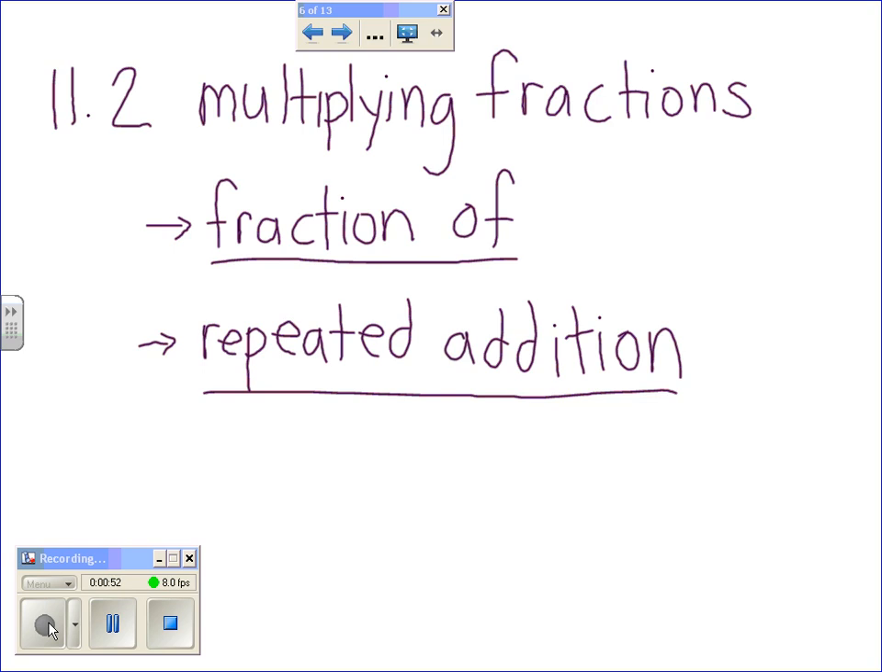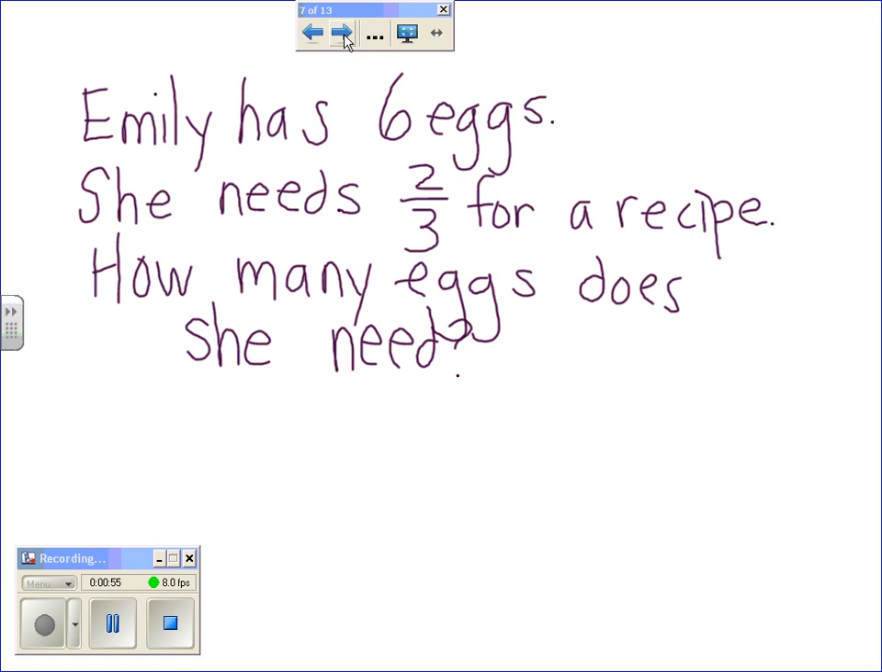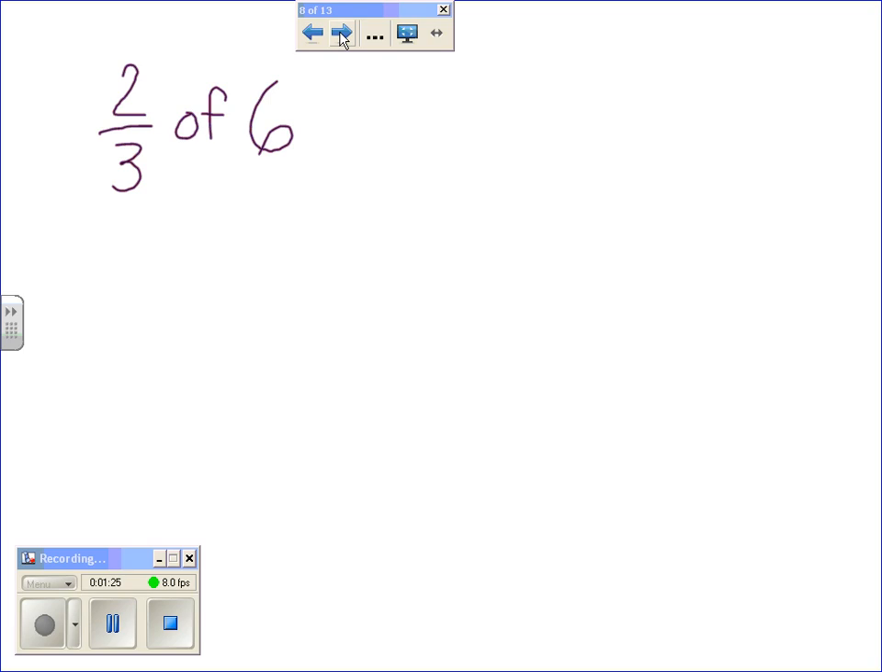Let's take a look at a fraction of problem. Emily has 6 eggs. She needs 2/3 of those eggs for a recipe. How many eggs does she need? As you see in our word problem, we have two numbers. We have a whole number, and we have a fraction. We're going to multiply those two together to get our answer. If we break it down, what we're really asking is, what is 2/3 of 6?